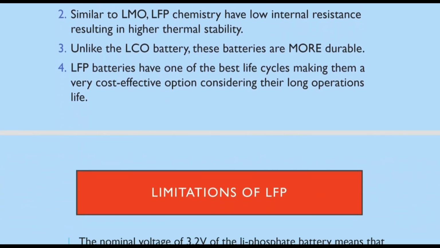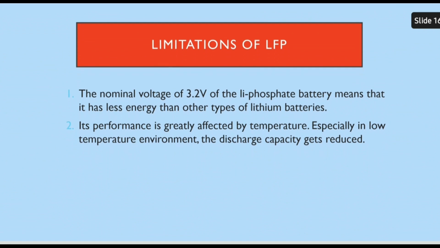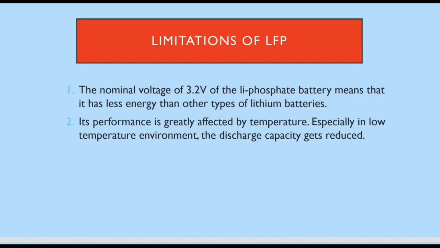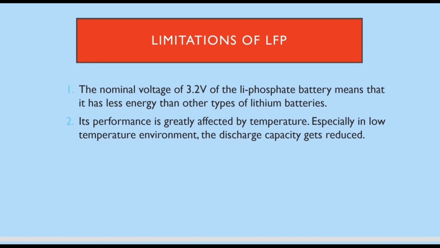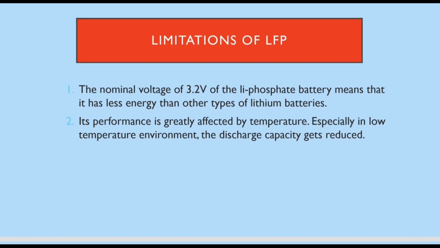The next is limitations of lithium iron phosphate. First, the nominal voltage of 3.2 volt of the lithium phosphate battery means that it has less energy than other types of lithium batteries. Second, its performance is greatly affected by temperature, especially in low temperature environments. The discharge capacity gets reduced.